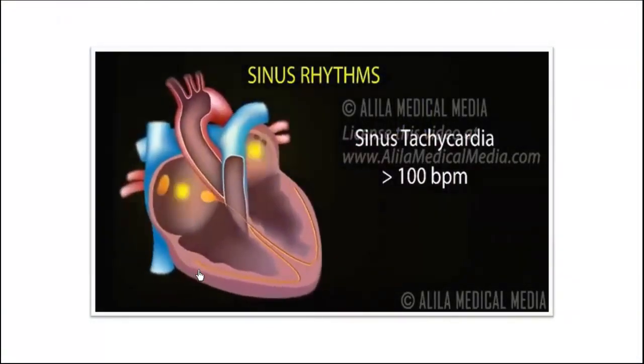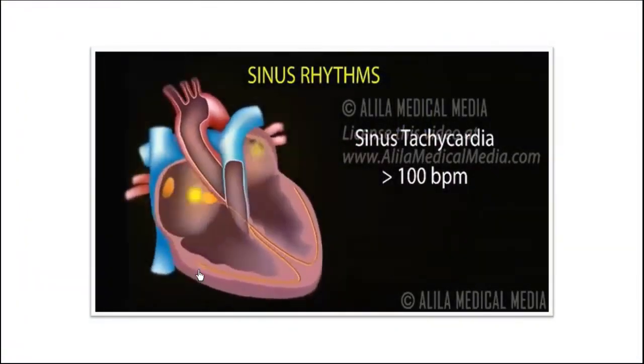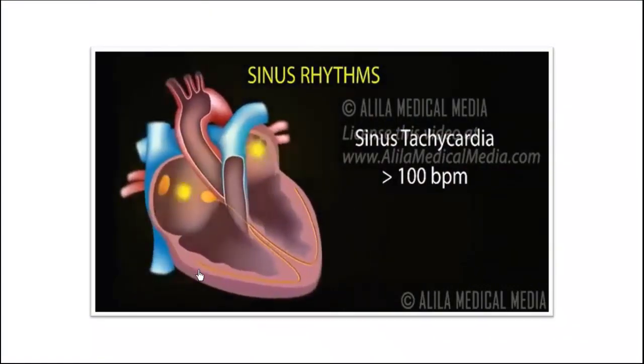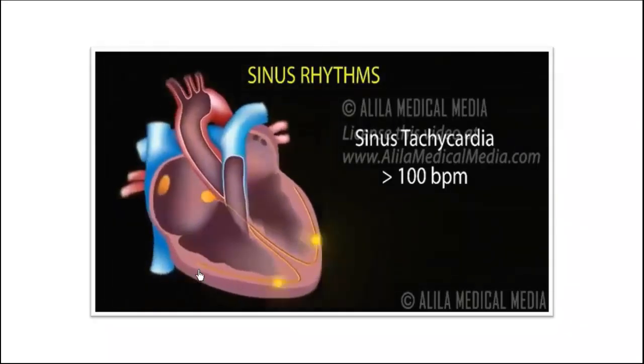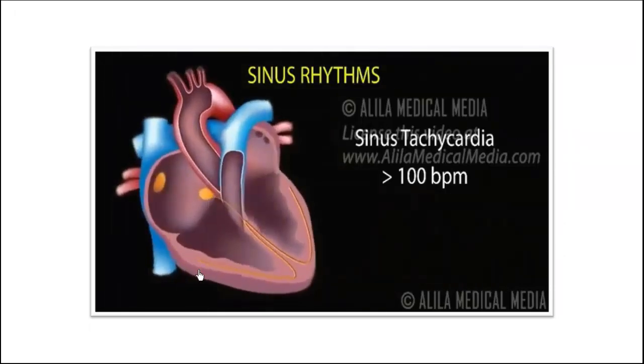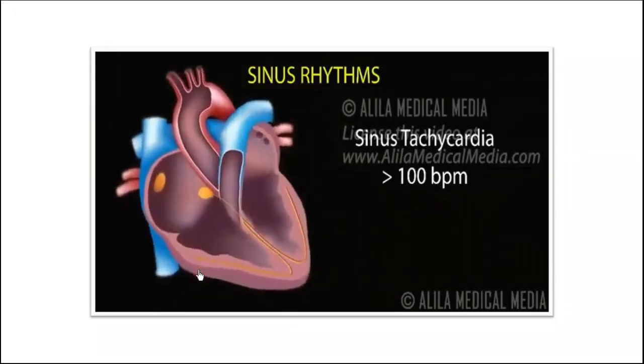In the same way as in normal conditions, the pulse goes from the battery of the heart, which is the SA node, but at a faster rate. So the heart rate is not 100, it's 120. This is what we call sinus tachycardia. Why sinus? Because it's coming from the normal origin of the heart, the normal battery of the heart, but at a faster rate.